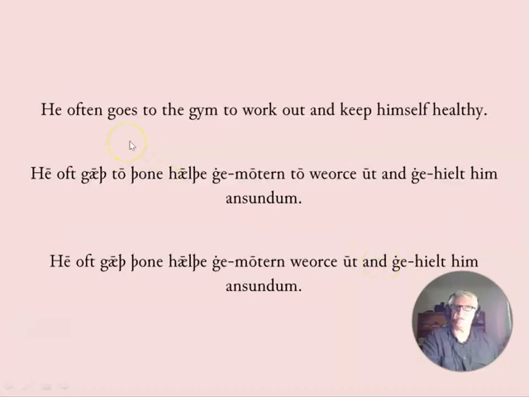He often goes to the gym to work out and keep himself healthy. Okay, so in Old English we go, hey oft gath tol thona halthe, je motern tol werke ut and je hield him an sundum. Or you could say, he oft gath on a halthe, je moter werke ut, and je hield him an sundum. Okay, so I just dropped out the preposition to here.